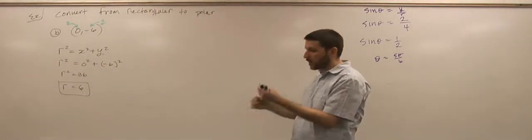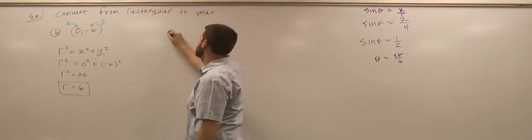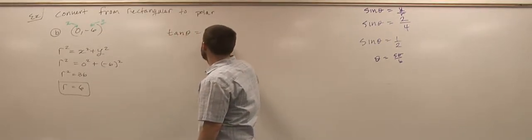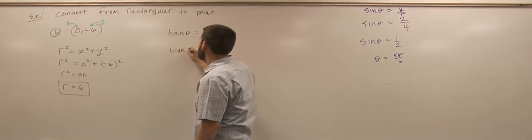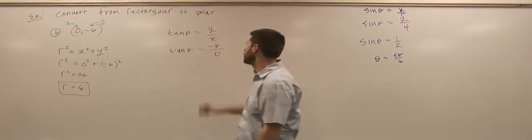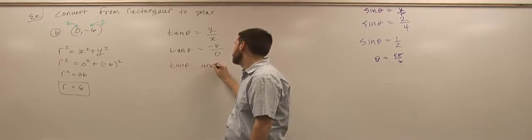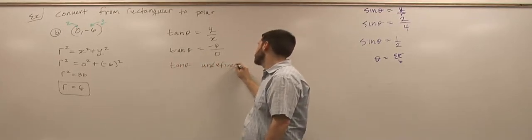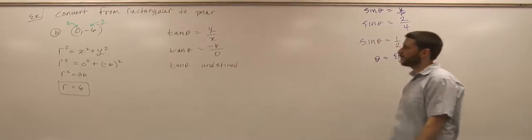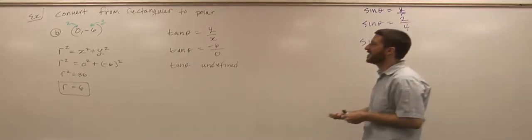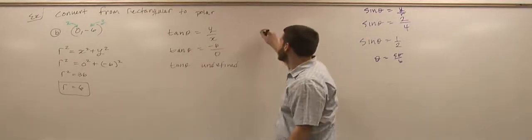What happens, by the way, if you use tangent? Right, tangent's y over x, so you would get tan theta equals -6 over 0. So tan theta is undefined. So maybe that freaks you out. Maybe that's making you really nervous and you can't handle that right now. So let's try sine instead.